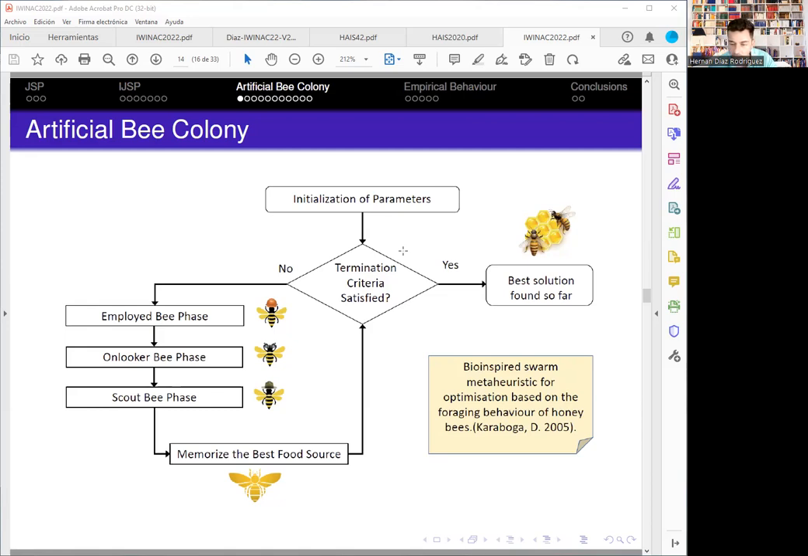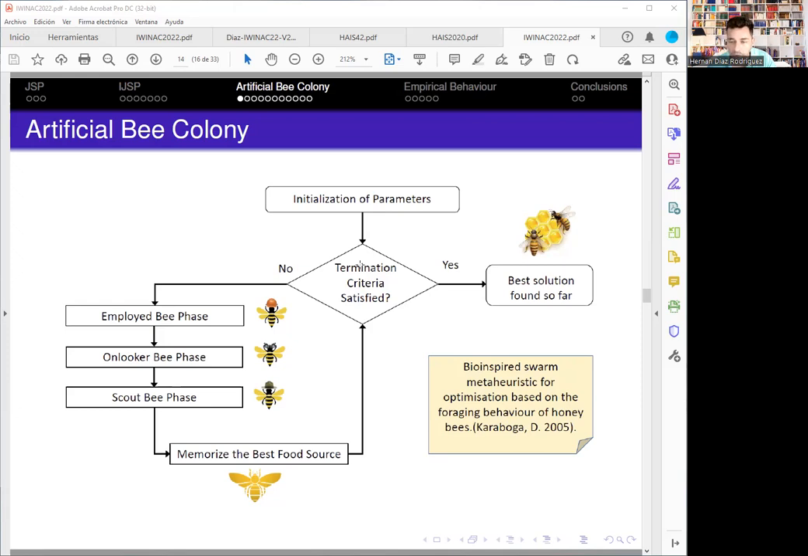The solutions are viewed as food sources here, and the amount of nectar represents the makespan. So the bees will look for food sources with a higher amount of nectar, which means a lower makespan. If the termination criterion is not satisfied, which is 25 iterations without improving the best solution, we enter a loop where we have three different phases.